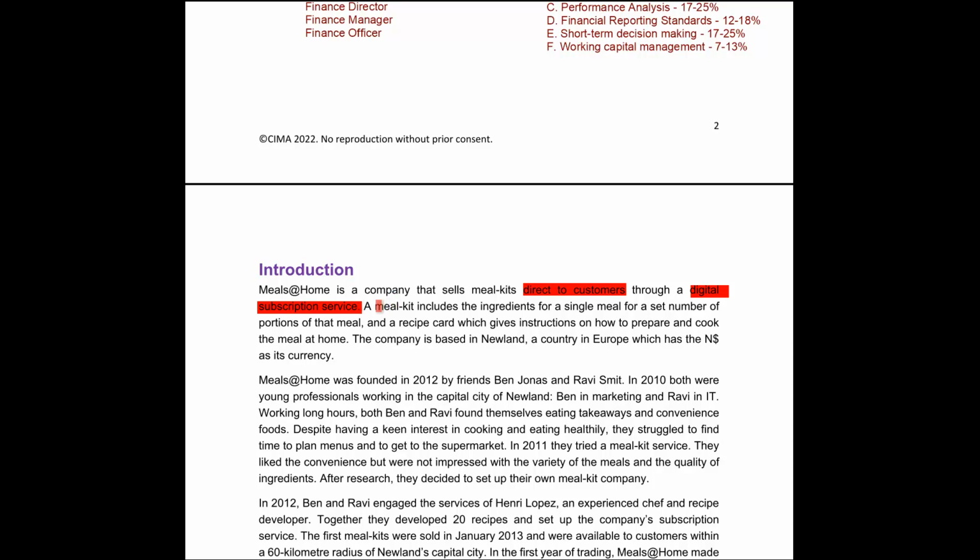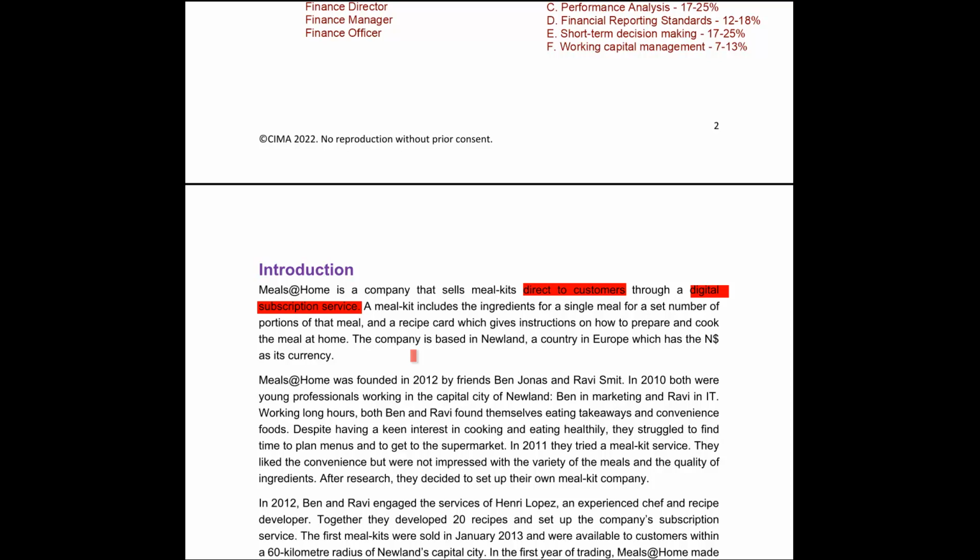So let's move on and see what exactly is a meal kit. Well, a meal kit includes ingredients for a single meal and for a set number of portions of that meal, and the recipe card which gives instructions on how to prepare and cook the meal at home. Nice little pun there, meal at home. So this just explains what exactly the product is that Meals at Home are selling. So they're sending a box containing ingredients for a meal, including a recipe card, and the customers can use this recipe card to put together this meal themselves.